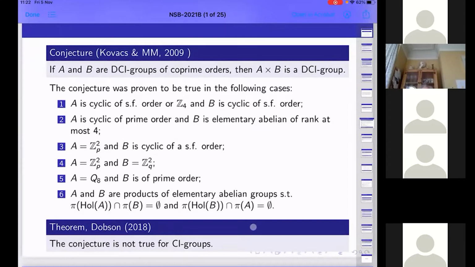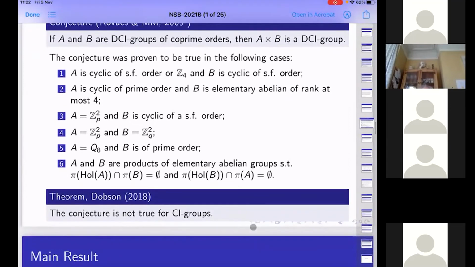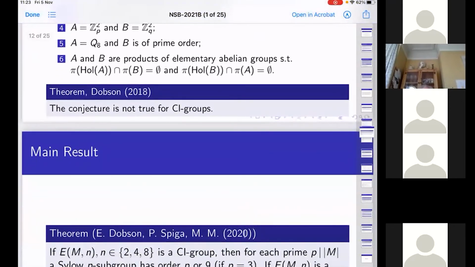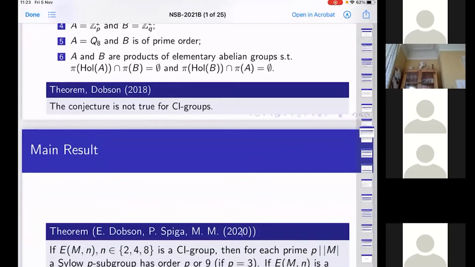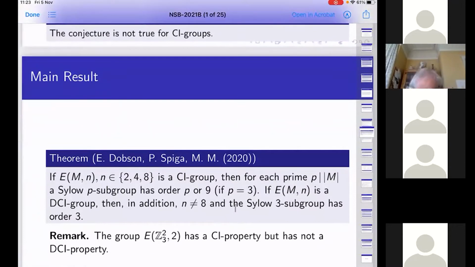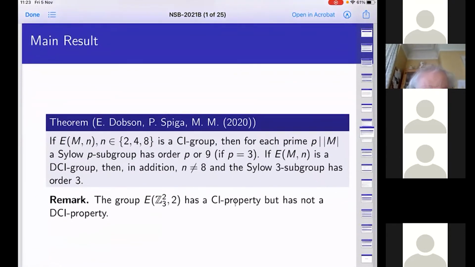So it's still open. So these are two main open problems in CI. If we can answer these two problems, then we can somehow close the question. And now I'm going to present the main result of my talk, which is a joint result with Ted Dobson and Pablo Spiga.